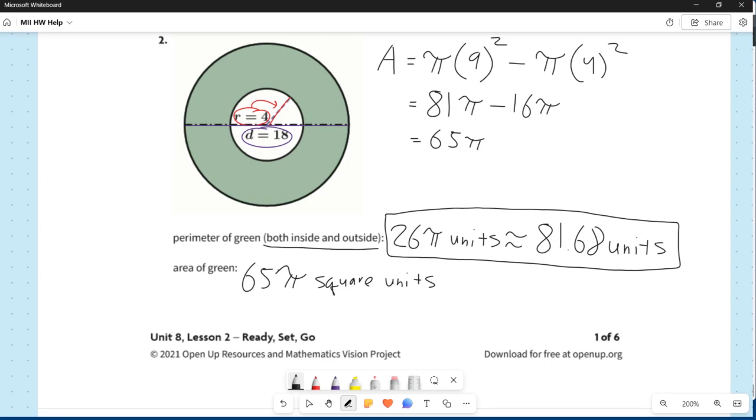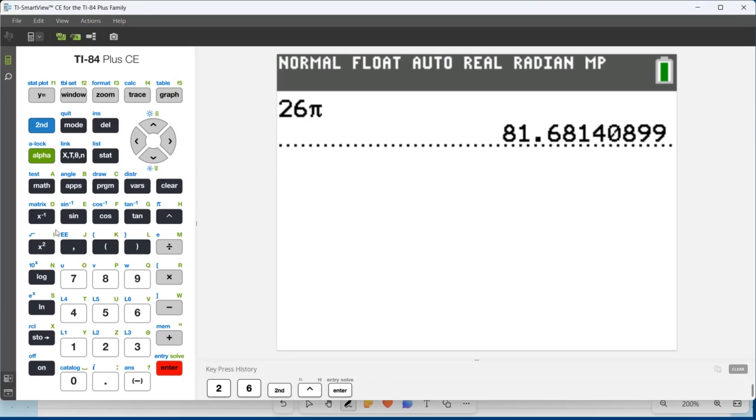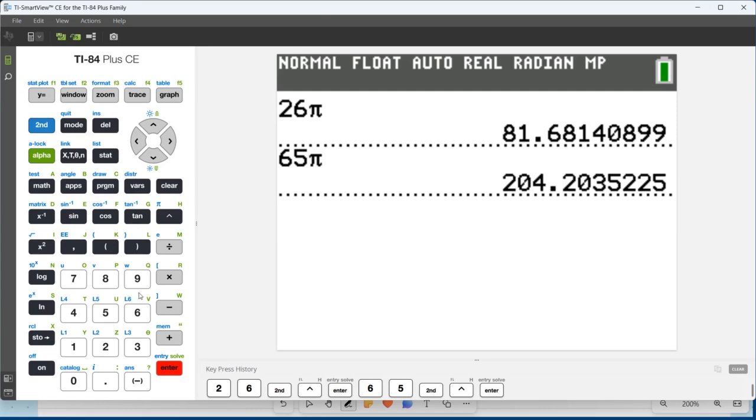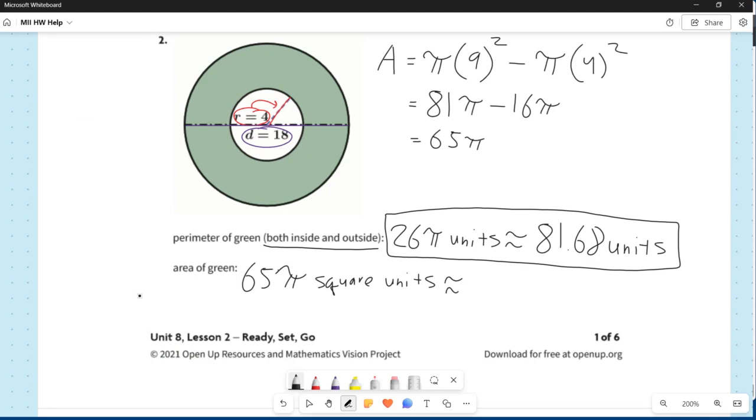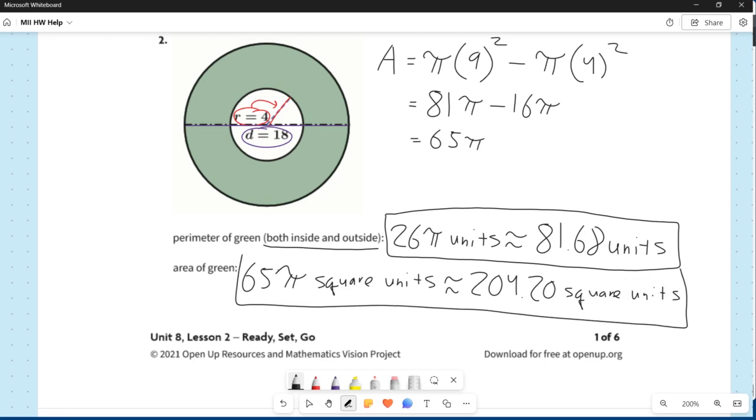Which is, if we want to give an approximate answer, 65 pi gives us 204.20. So this is approximately 204.20 square units. And this is our answer, both an exact version and an approximate version.